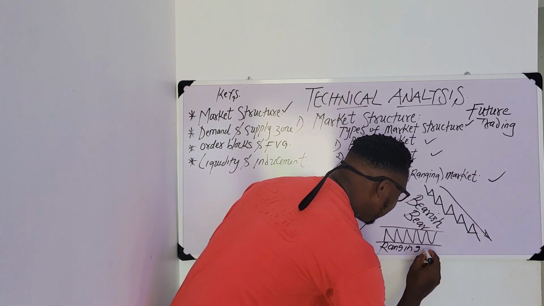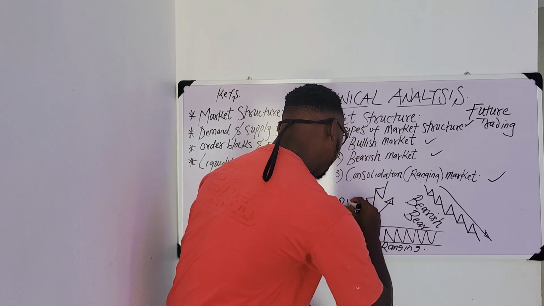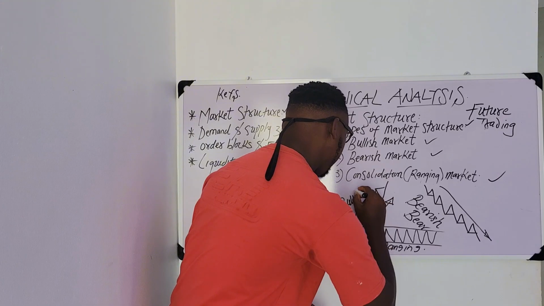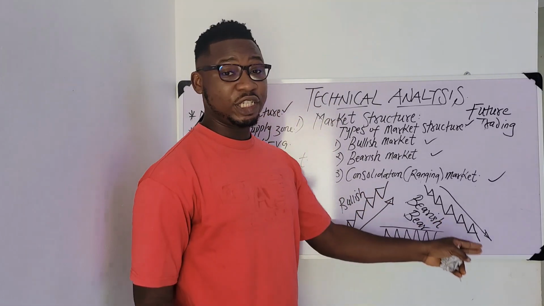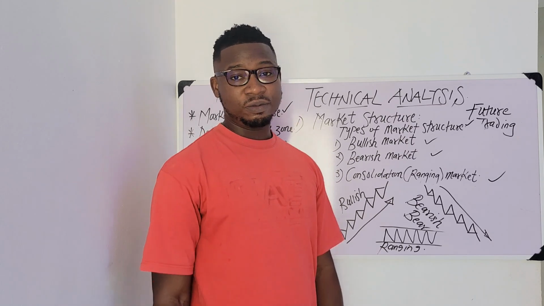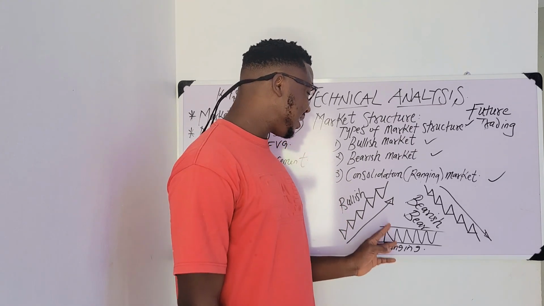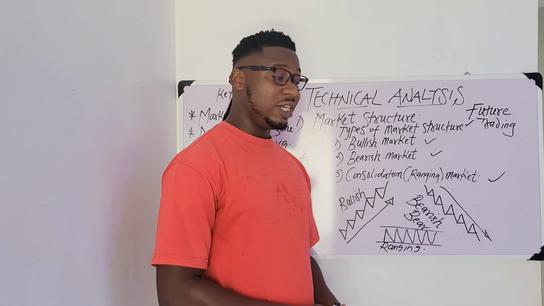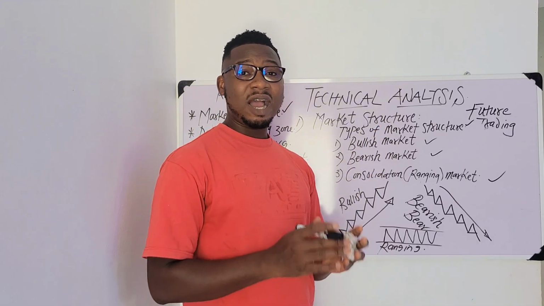Ranging. This one is bullish. Okay? And this is bearish. So these are the three types of market structure. Alright? Remember, market structure simply means how markets move.